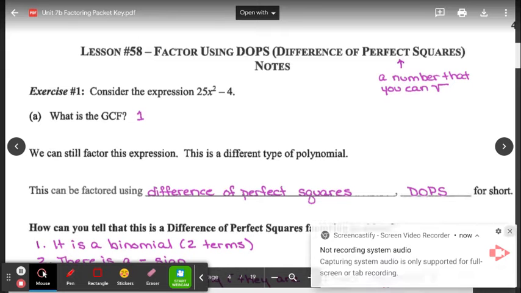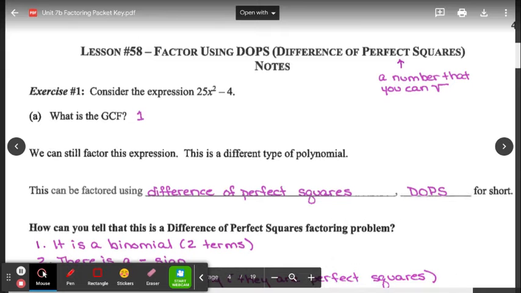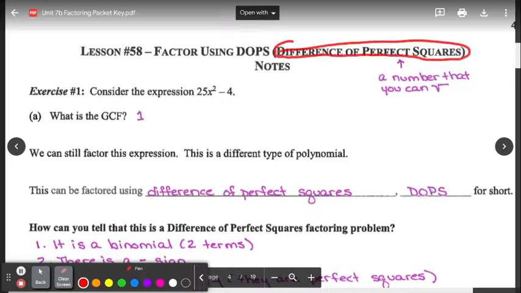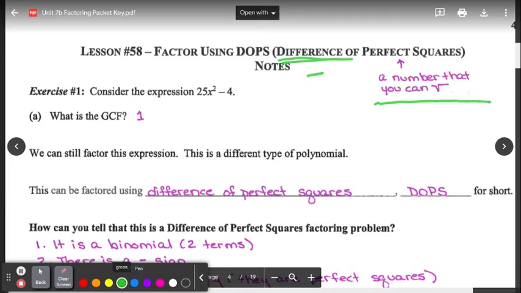So today we're doing lesson 58. We did factoring with the GCF last lesson, and today we're going to do another type, factoring using difference of perfect squares, otherwise known as DOPS. We know some of this vocabulary. Difference means we're subtracting. Okay, you have to have a minus sign. And a perfect square is a number that you can take the square root of. So we're going to go back and review that a little bit.